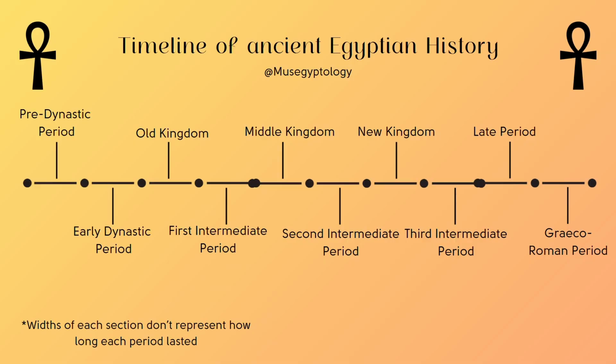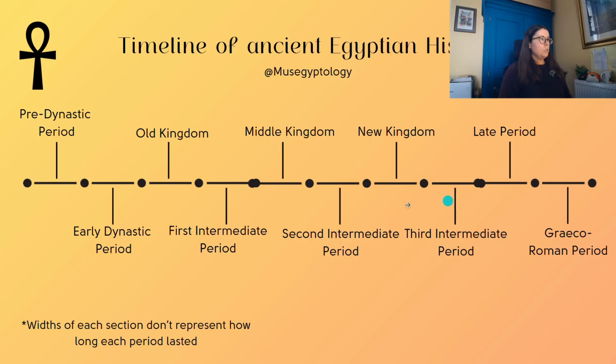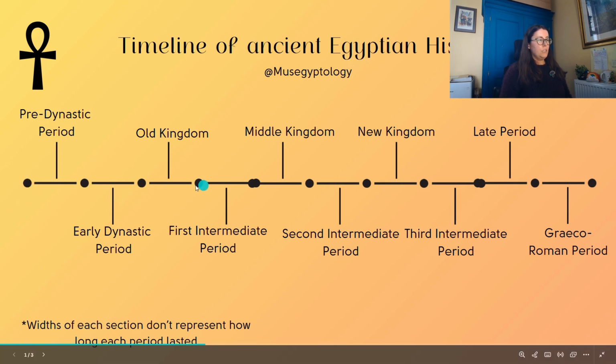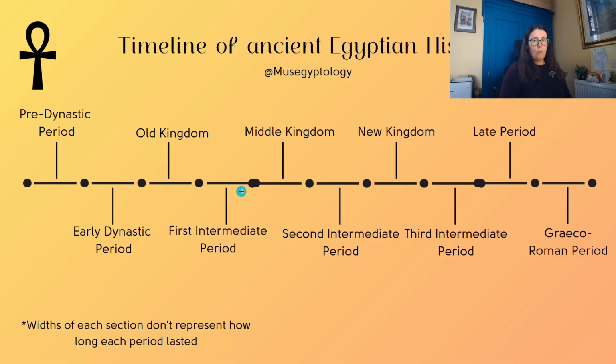So this is a timeline I have made to represent the basic time periods of ancient Egypt. So we've got all the labels of the periods, and I have to say that the widths of these individual sections are not to scale. They do not represent how long the periods lasted. So we've got the pre-dynastic period, the early dynastic period, the Old Kingdom, the first intermediate period, the Middle Kingdom, the second intermediate period, the New Kingdom, the third intermediate period, the late period, and then the Greco-Roman period.